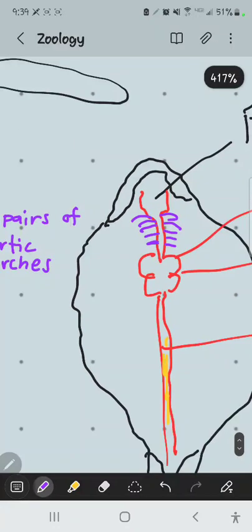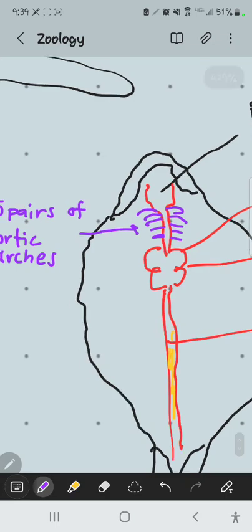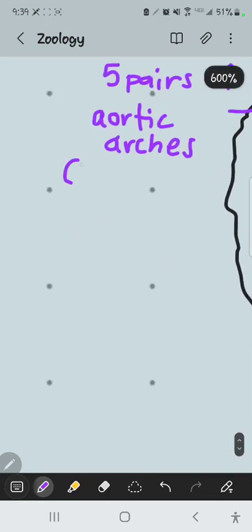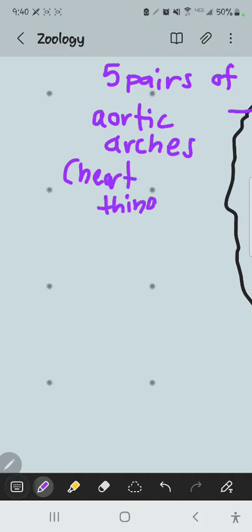But take a look at those. When these are really fresh, you can actually still see them beating or circulating or doing their thing. The 5 pairs of aortic arches are important there. And then I do want you to see, these are important structures. Let me see if I get a good color here.